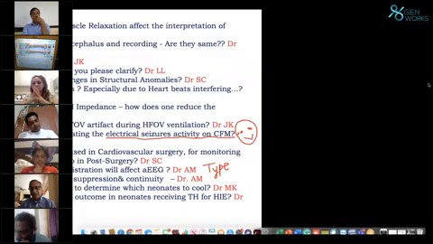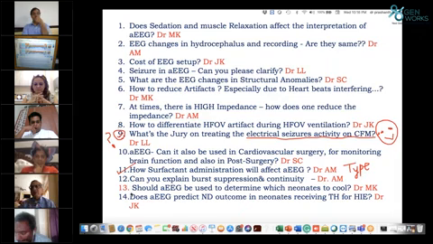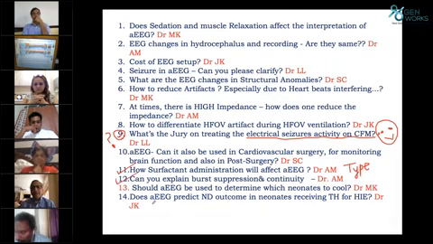So I think that's the difference. The spectrum between discontinuity, burst suppression, discontinuity, and continuity is mostly based on what's happening at your lower margin. I don't know if that makes sense.